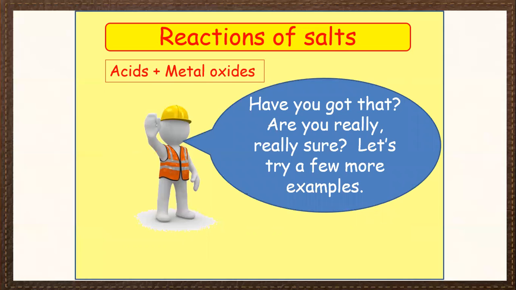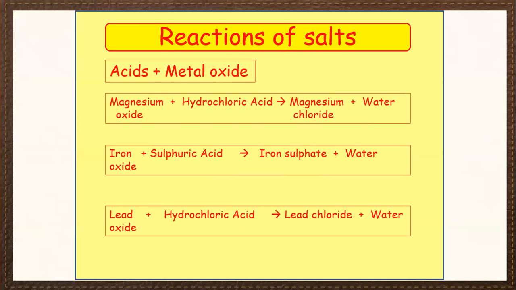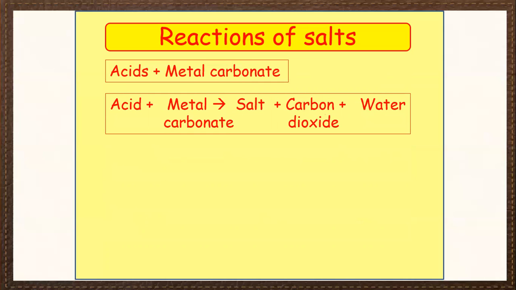Now, acid plus metal oxides, have you got that? Are you really sure? Let's try a few examples. Magnesium oxide plus hydrochloric acid gives magnesium chloride plus water. Iron oxide plus sulfuric acid gives iron sulfate plus water. Lead oxide plus hydrochloric acid gives lead chloride plus water.